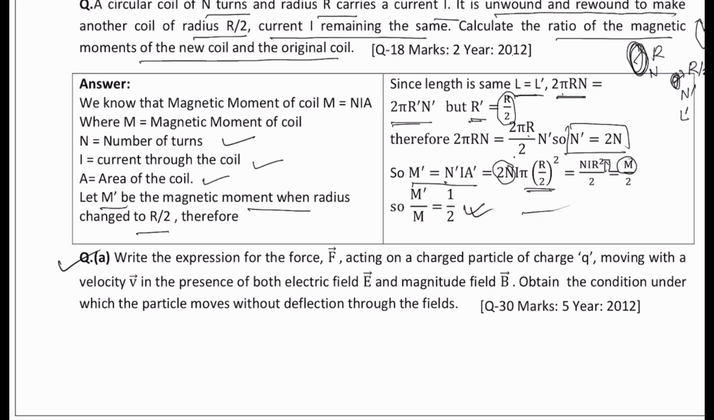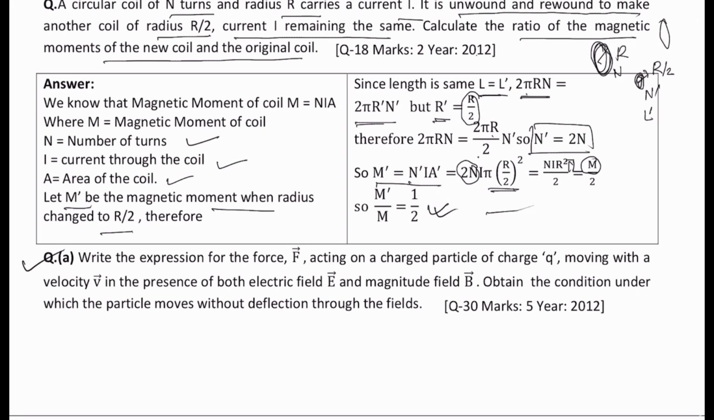Next question. Write the expression for the force F acting on a charged particle of charge Q moving with a velocity v in the presence of both electric and magnetic fields. So a charged particle is moving in a combined electric and magnetic field. So you have to find the expression for force. How much force will act? Now obtain the condition under which the particle moves without deflection through the fields. This is a 5 marks question.